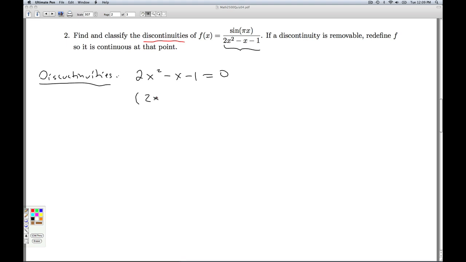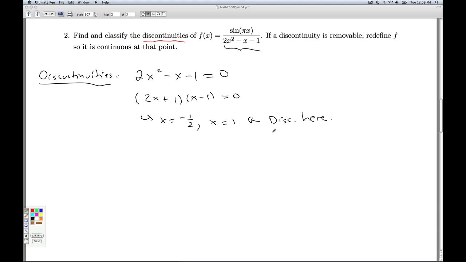So that's where we're going to go find our discontinuities. We factor. If I could factor correctly, we have 2x plus 1, x minus 1 equals 0. That gives me x equals negative 1/2, as well as x equals 1. So these are where the discontinuities are going to be located. So the function is discontinuous here.